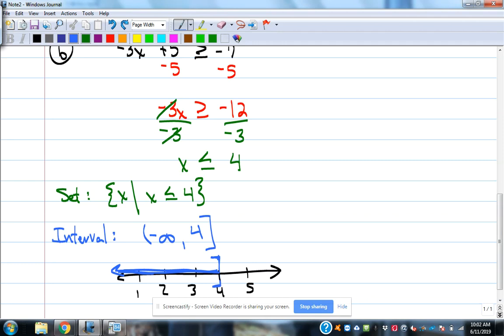You may have seen in math classes before, instead of using the brackets and parentheses, an open circle for a parenthesis and a closed circle for a bracket. Those mean the same things, but most of your college textbooks are going to use the parenthesis and the bracket instead of the open circle and filled-in circle. So you may be familiar with open circles and filled-in circles. Brackets and parentheses mean the same things. Okay. All right.